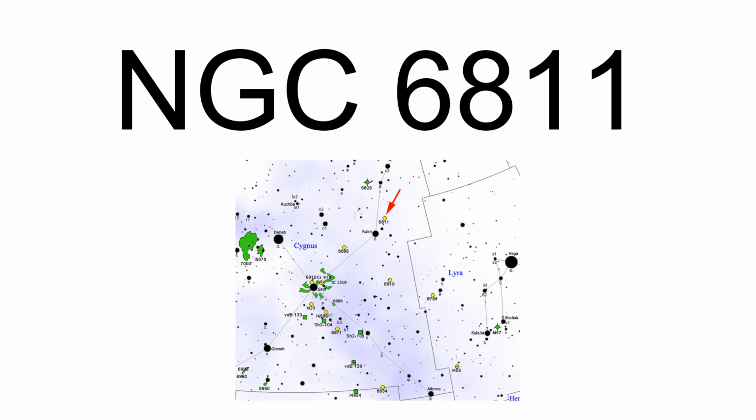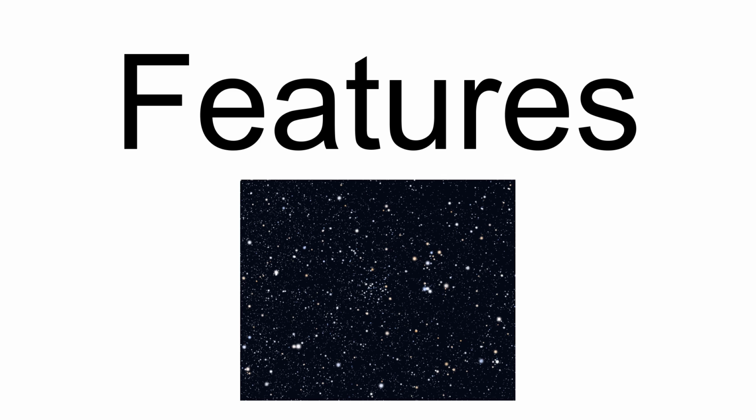NGC 6811 is an open cluster in the constellation of Cygnus, near the constellation of Lyra. It has an angular size half that of the full moon and includes about 1,000 stars of roughly similar magnitude. It has also been called the hole in the cluster because of its dark center. NGC 6811 lies far away from the galactic plane, a feature it shares with many other old open clusters.